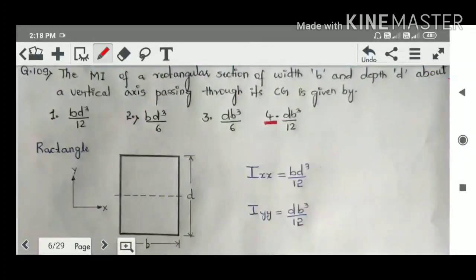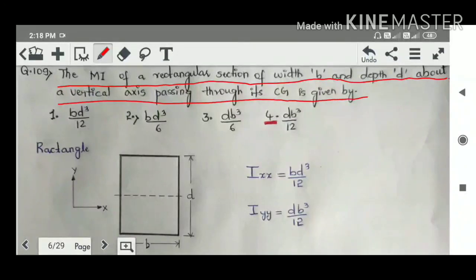Let's move on to question number 109. The moment of inertia of a rectangular section of width b and depth d about a vertical axis passing through its center of gravity is given by, and the options are bd cube by 12, bd cube by 6, db cube by 6, db cube by 12.